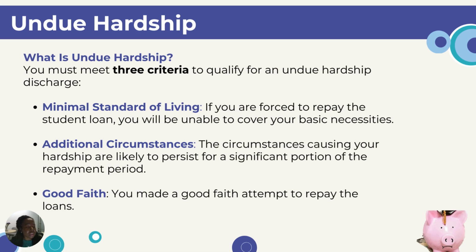So again, additional circumstances that are contributing to your hardship, that are out of your control, and that are going to last for a significant portion of the repayment period. All right. And the last is good faith, right? Meaning, have you made a good faith attempt to repay the loans? They look at your track record, like how many payments you've made. Even if you haven't made a payment, have you stayed in communication with your servicer? Have you asked for a forbearance or a deferment? Showing that you're trying your best to make the payments or make good on the debt. And also good faith involves minimizing your living expenses and doing your best to maximize your income.